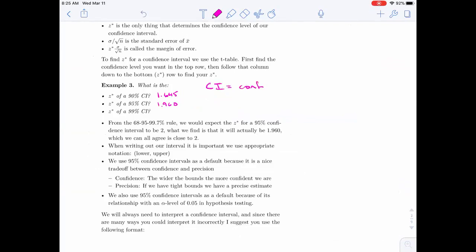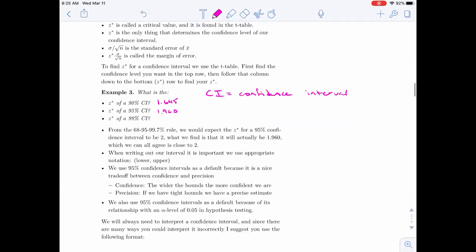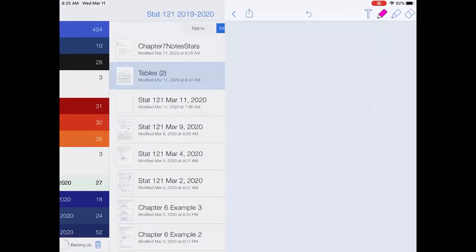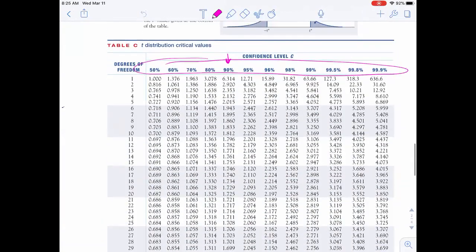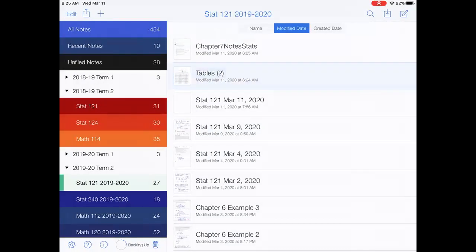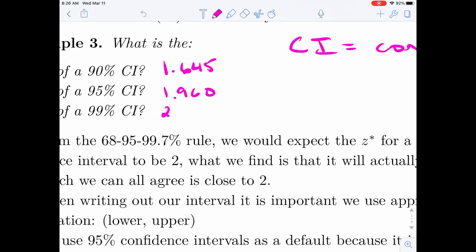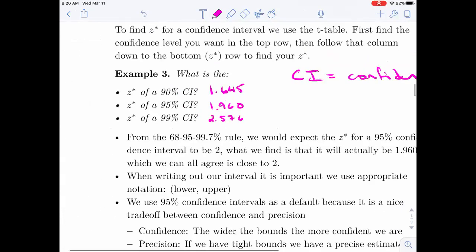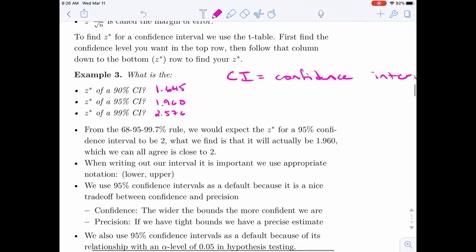CI is a confidence interval. So for a 99% confidence interval, 2.576. Nice. You're not going to round these. If I'm handing you precision, you're not going to round these and go nuts here. You're going to keep all those decimals. Whenever you get something this precise from a table, you have to use it, right? So same with the probabilities from the Z table.